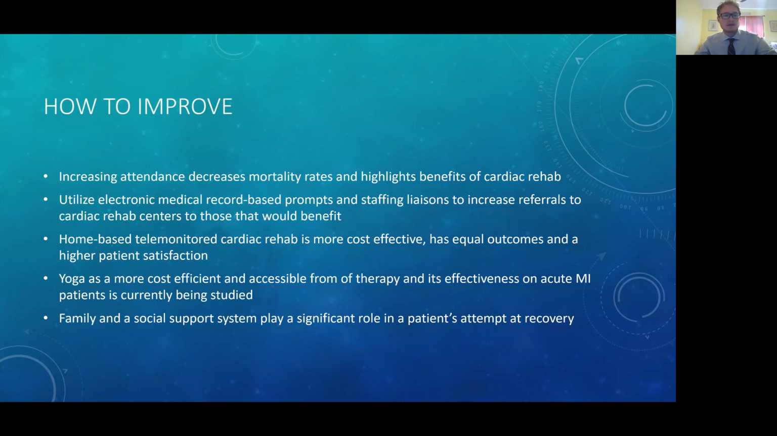And then lastly, family and social support systems may play a significant role in the patient's recovery. I think it would be very valuable to study the effects of family and social support in cardiac rehabilitation patients versus the population that doesn't have the same support, or even the attendance rates. So that would be very good to look at.